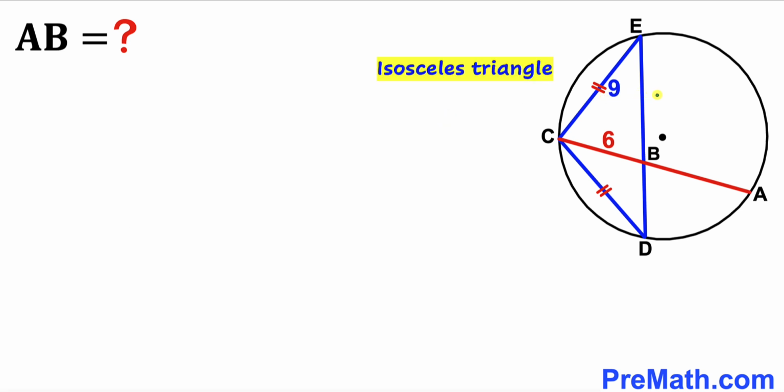Let's focus on this triangle CDE. We can see that this side length CE is equal to this side length CD. So this is an isosceles triangle. So this CD length is going to be 9 units as well. And now since this is an isosceles triangle, this angle has got to be congruent to this angle. So if I call this angle X, then this angle has got to be X as well.